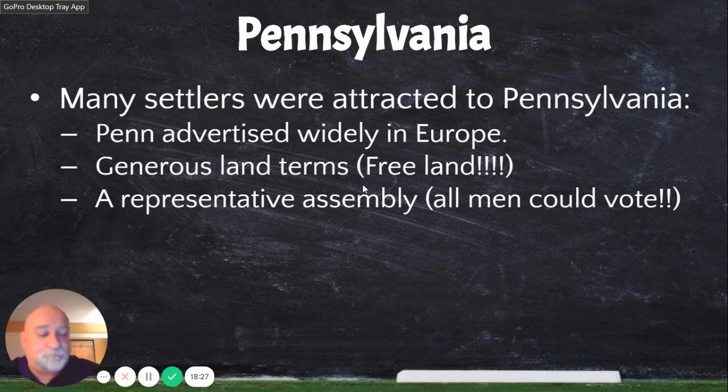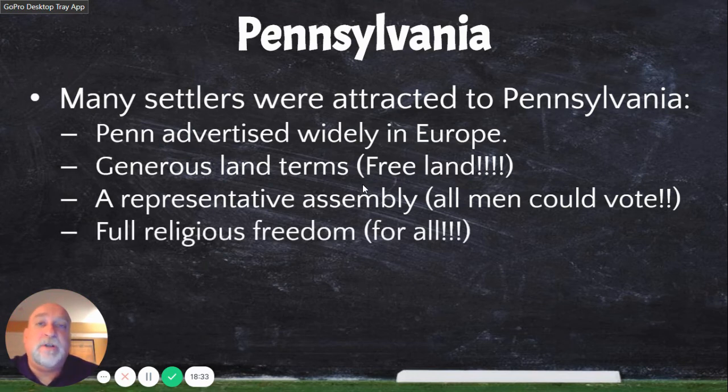It's all men. Speaking of religion, William Penn made Pennsylvania total religious freedom for all. And it didn't really matter if you were Quaker or Catholic or Anglican. Maybe you were Baptist or Methodist. Maybe you were even Jewish. Come to Pennsylvania, everything was going to be okay. Everything was tolerated. See what I mean about the middle colonies being much more religiously tolerant than the New England colonies.